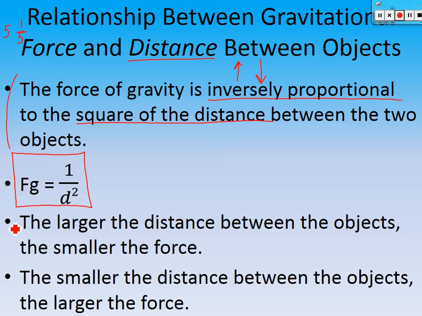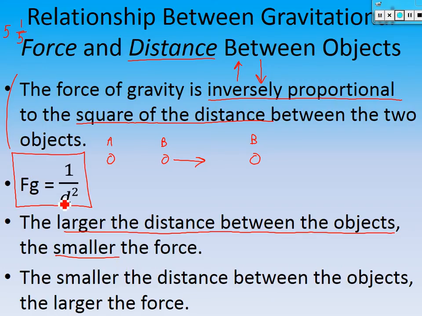So, let's see if we can reason around this equation here. It says the larger the distance between the objects, the smaller the force. What if the distance between the two objects, so here's object A and object B, what if B moves back and comes over to here? How is the force of gravity going to be affected by that? Is it going to go up or down? It's going to go down. So yeah, the larger the distance between the objects, the smaller the force.